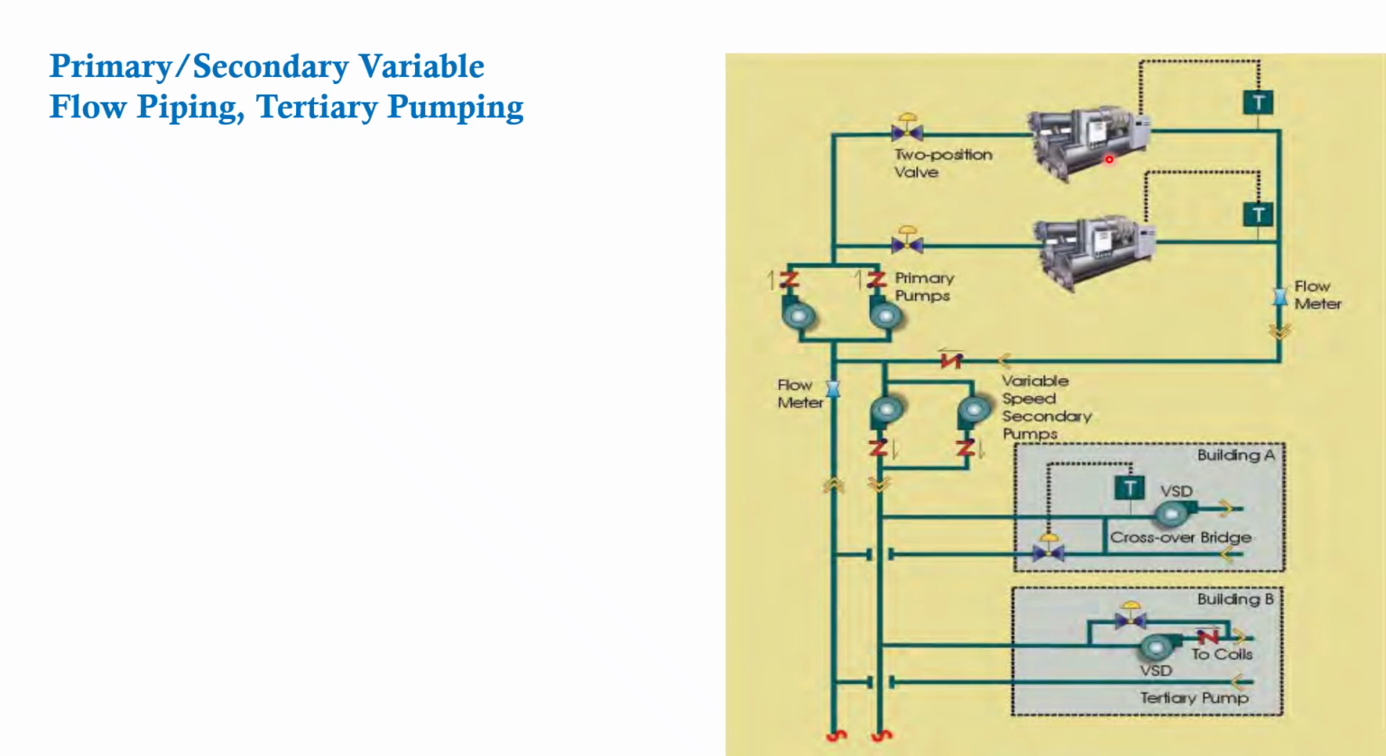There are multiple chillers where the primary pump is located, and a secondary pump is also given to the system. At the building level, there is a tertiary pump which takes care of that particular building's load. This also reduces the size of the secondary pump and the head that is going to be required.